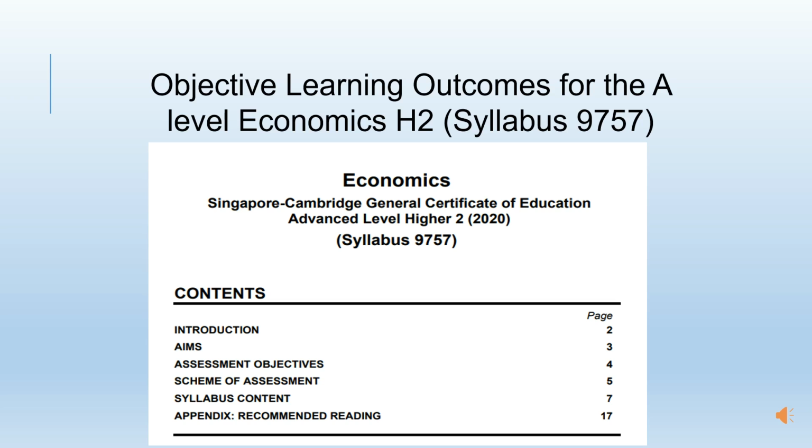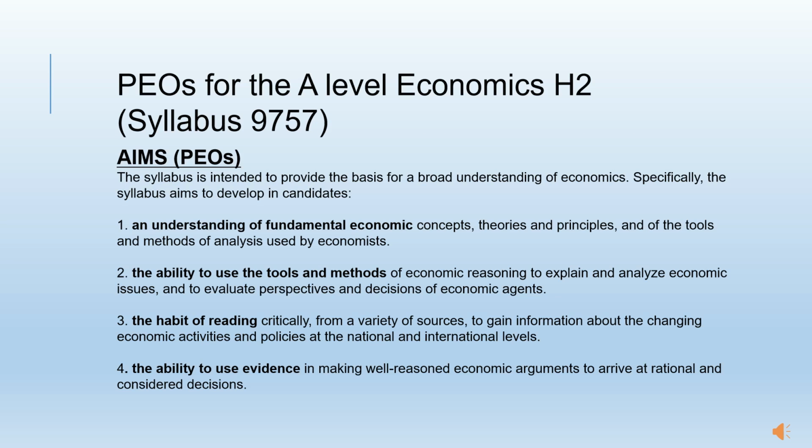Using the H2 Economics Syllabus 9757 as an example, the aims of the syllabus may be used to derive its program education objectives, while the assessment objectives may be used to derive the students' learning outcomes. You may refer to the syllabus guide under aims to get an understanding of the program education objectives for this course. The objectives are distinctly spelled out as: 1. Understanding of fundamental economic concepts. 2. Ability to use tools and methods to explain. 3. Develop the habit of reading. 4. Ability to use evidence to reason and explain.